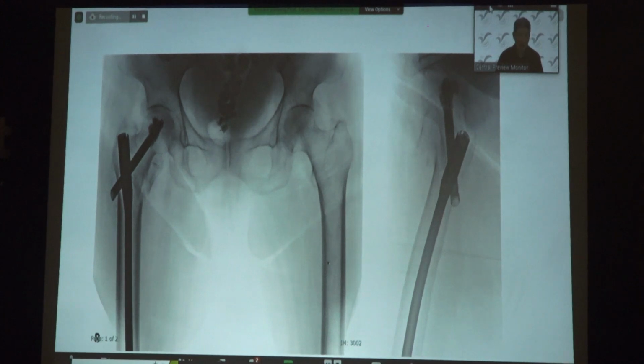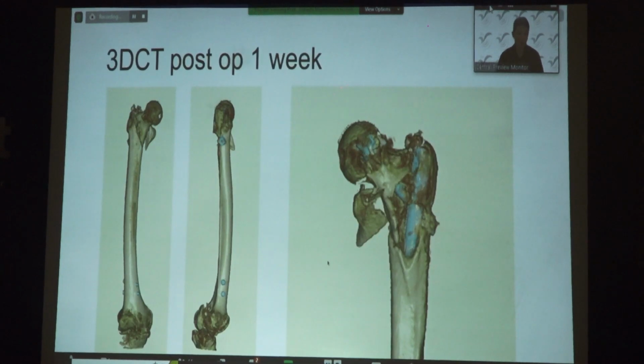But 1 week after, she complained of hip pain after walking, after she came back to the rehab center. When we did the x-ray, although it had been a positive reduction, the positive reduction was lost to a negative reduction and there was about 10 millimeters of telescoping. But the head element was still doing okay. So we went on to take a CT scan on this patient.